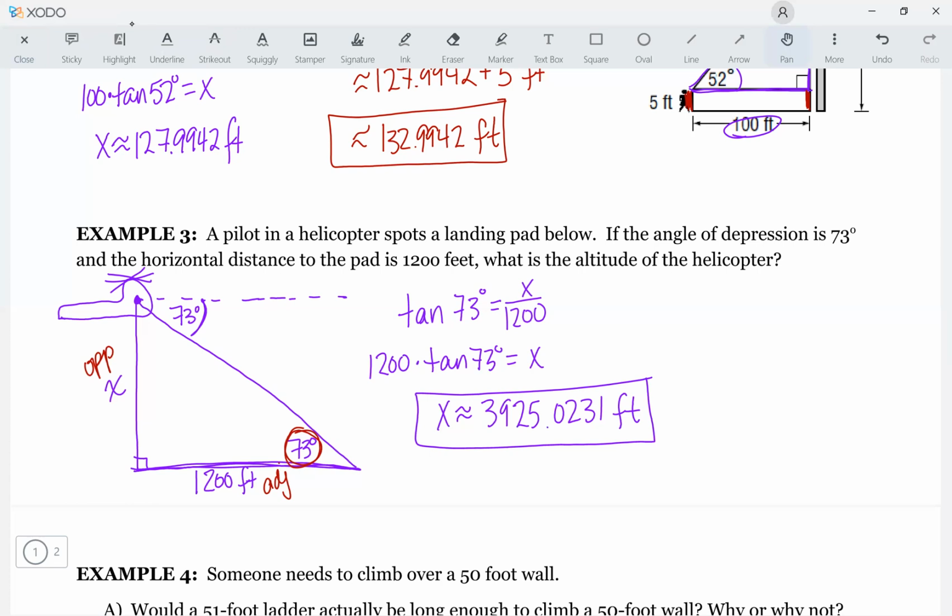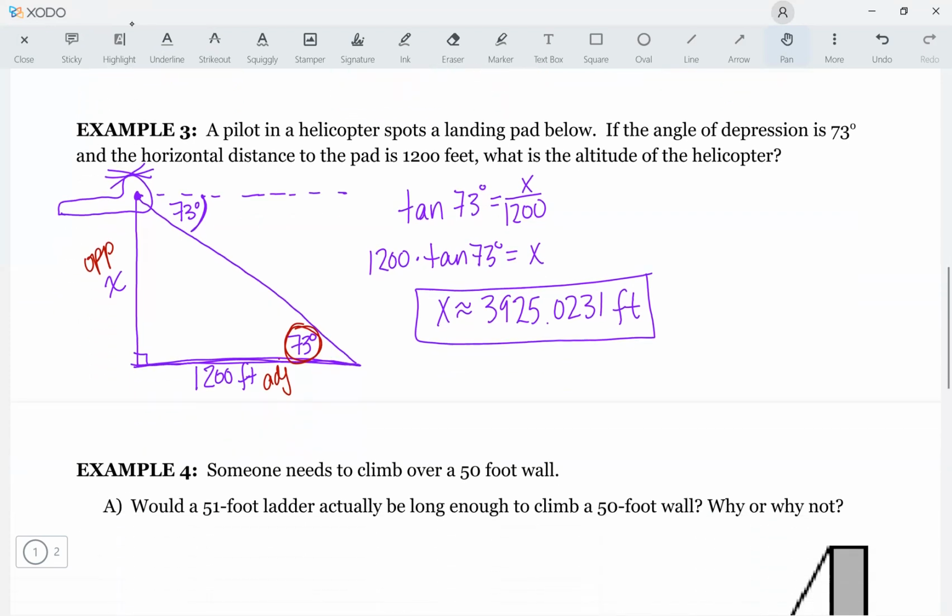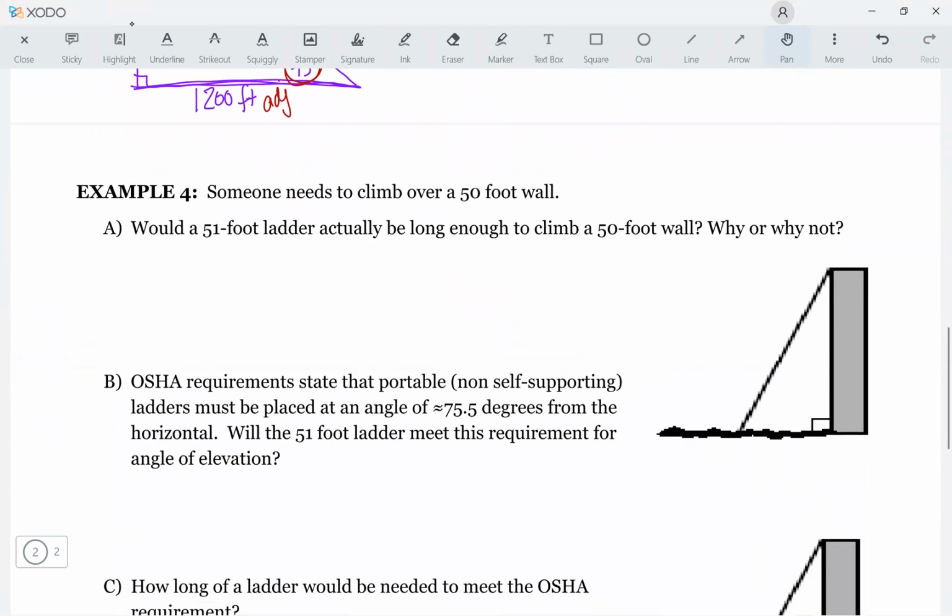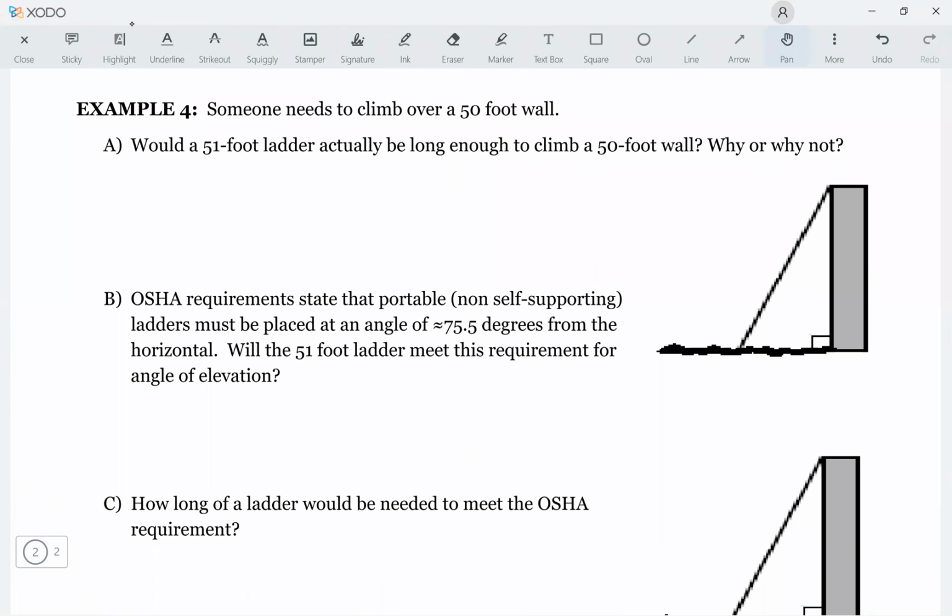Alrighty, our last example, and then there's a couple for you to try out. So multiple parts, real life scenario. Let's say somebody needs to climb over a 50-foot wall for whatever reason. Would a 51-foot ladder actually be long enough to get up to the top of the 50-foot wall? So let's double check. If the ladder is 51 feet, let's go ahead and label where that would be on the triangle. The wall is 50 feet tall.